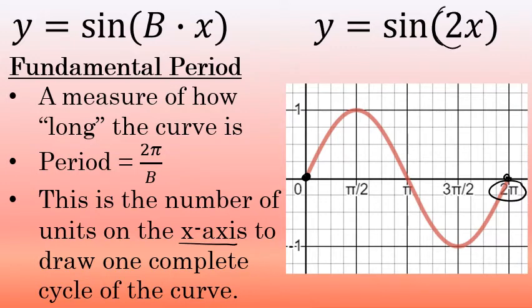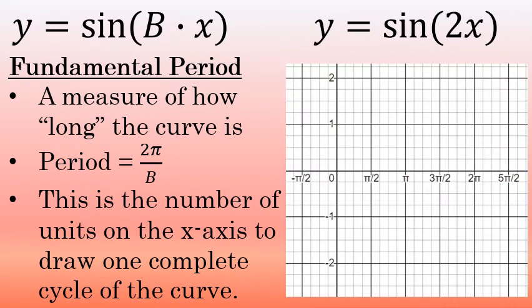But a value of b other than 1 will change the fundamental period. Perhaps a fundamental period could be pi radians, in which case this entire shape would have to be drawn from 0 to pi radians. Or a fundamental period could be 4 pi, in which case it would take 4 pi radians to complete one cycle of the graph. Let's draw the graph of y equals the sine of 2x to determine how a fundamental period changes the way the graph of the sine looks.